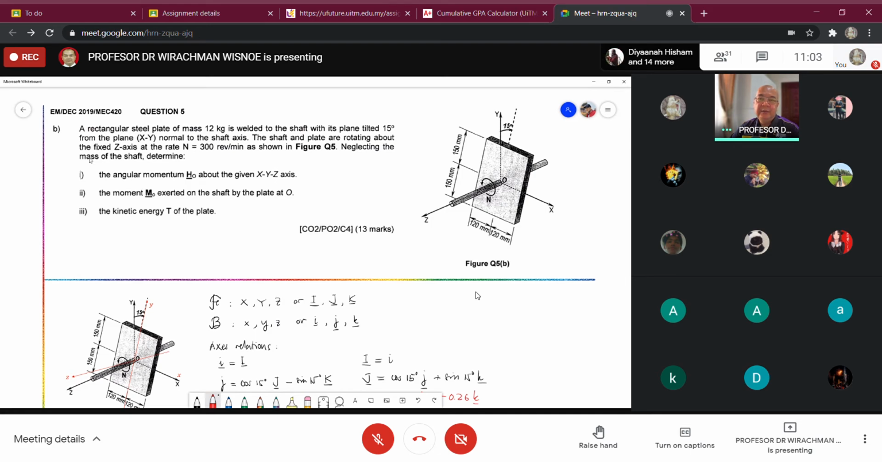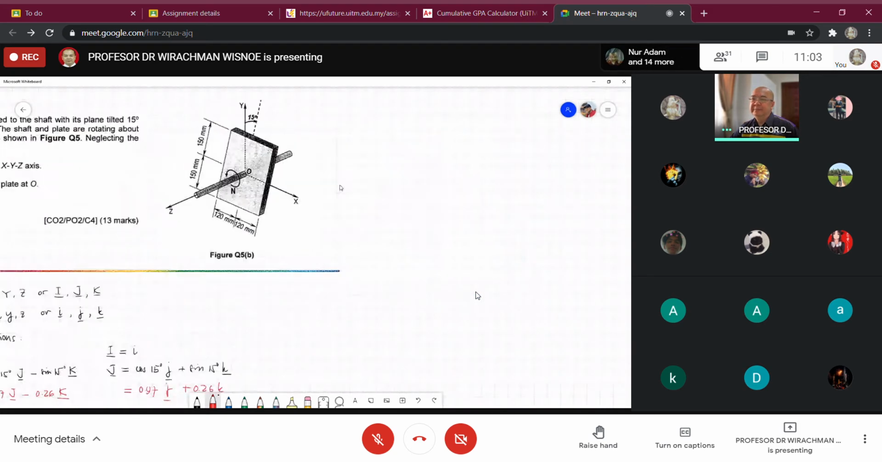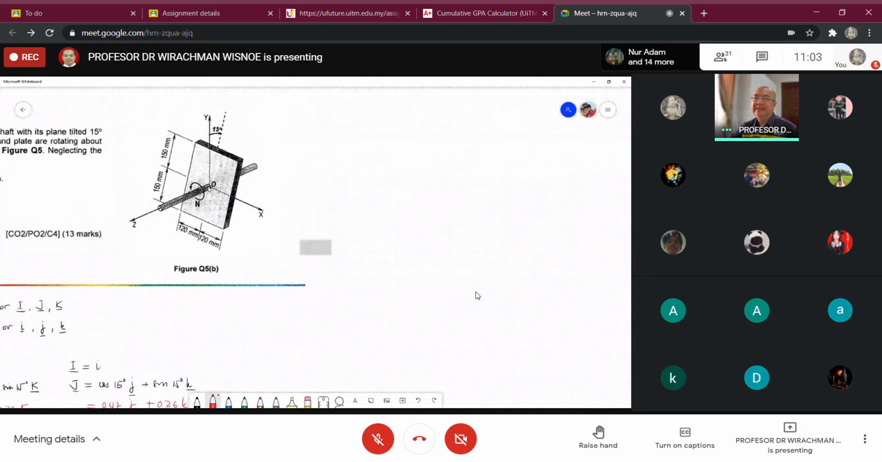So by looking at the question, we know that now we are in kinetics, not kinematics. The previous exercise was kinematics, and the question was about acceleration, velocity, and so on. Now we are calculating moment, angular momentum, and kinetic energy. So we are in the kinetics situation. So let's see this problem, this diagram.